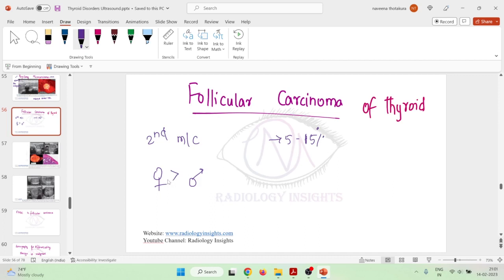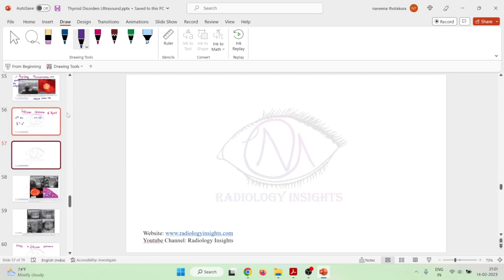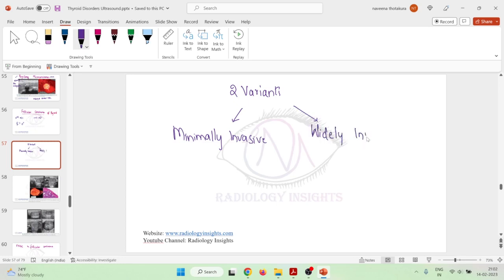Follicular carcinoma is of different types. There are two variants of follicular carcinoma seen. One, we have minimally invasive follicular carcinoma of thyroid. Second, we have widely invasive follicular carcinoma of thyroid.